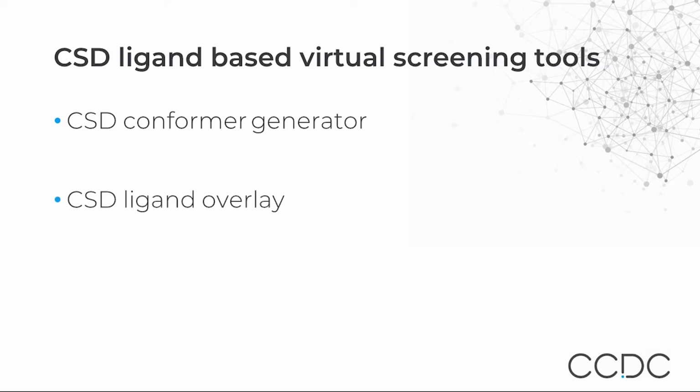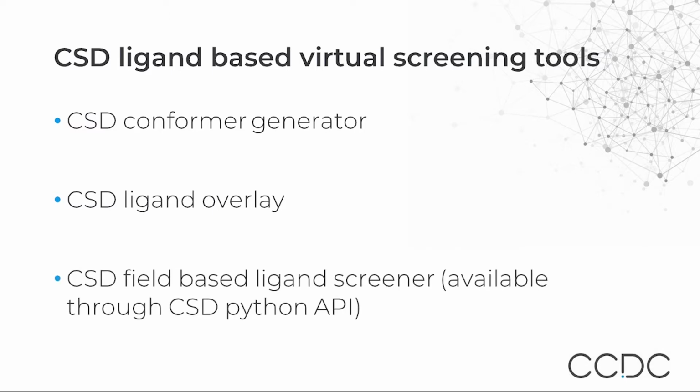The second one is CSD Ligand Overlay. It overlays sets of flexible molecules that are assumed to be ligands of the same protein. And the final one is the CSD Field-Based Ligand Screener, which is available through the CSD Python API, which is a module that can be used to screen a library of compounds against a pharmacophore query obtained from one or multiple overlaid ligands.